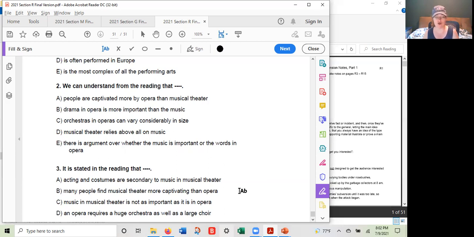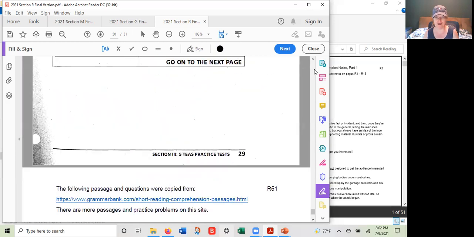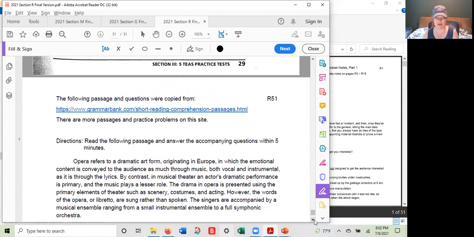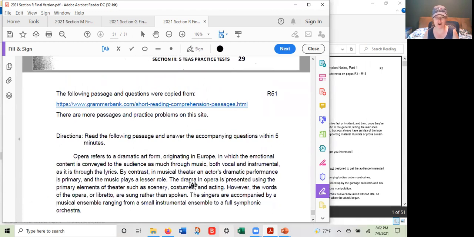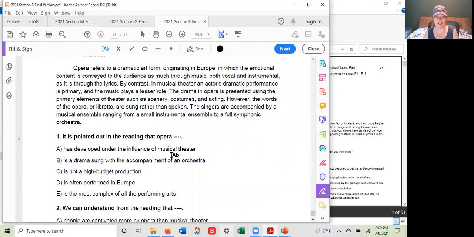Letter D, an opera requires a huge orchestra as well as a large choir. No, it said it could be a small ensemble. So just a few people playing their instruments would be okay. And lastly, letter E, opera doesn't have any properties in common with musical theater. No, even if we didn't already know that was false just from what we know about them in regular life, it tells us here that they have the scenery and costumes. There is some acting involved in both, and they both have music. So of course there are things in common. However, we can once again say there's nothing in here that says that the opera was influenced by musical theater. I still did not see that anywhere in here.